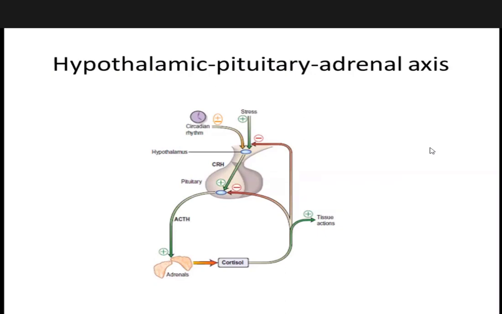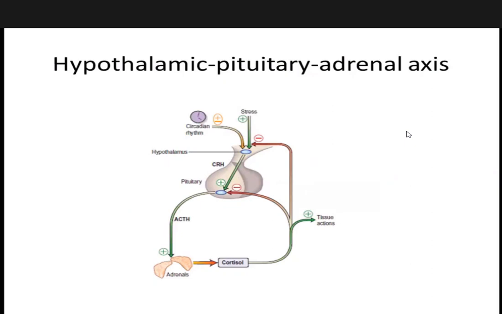The cortisol secretion depends on the hypothalamic pituitary adrenal axis, right? Due to various stimuli, the hypothalamus secretes CRH, that is corticotropin releasing hormone. So that will act on the anterior pituitary gland, and the anterior pituitary gland will secrete ACTH, which is going to act on the adrenal cortex, and that will stimulate production of cortisol.